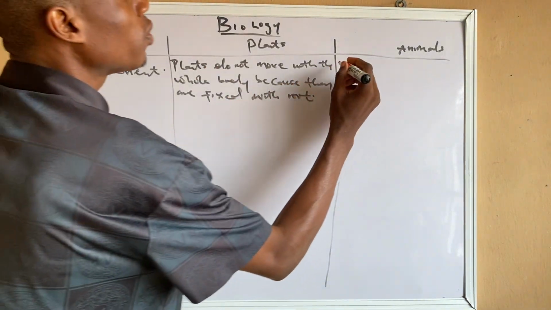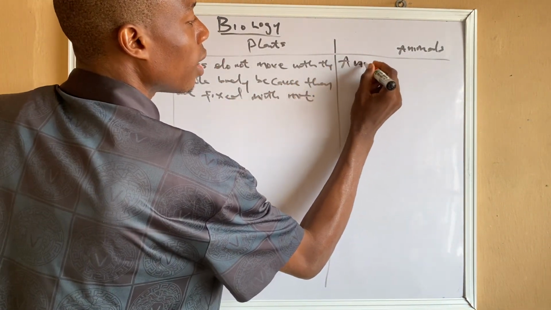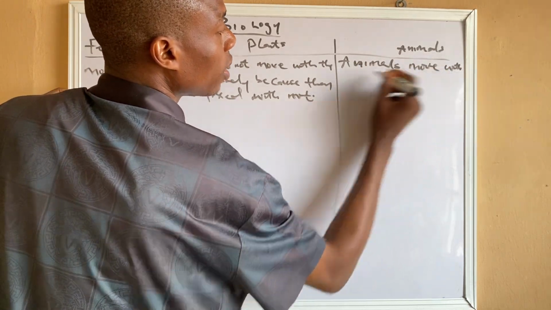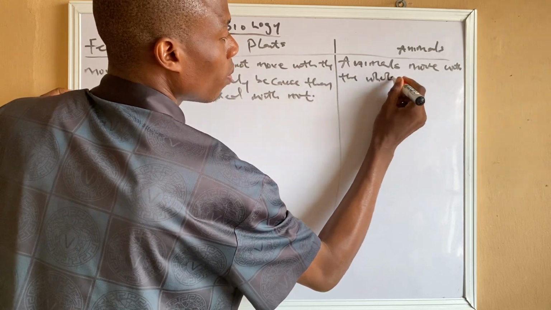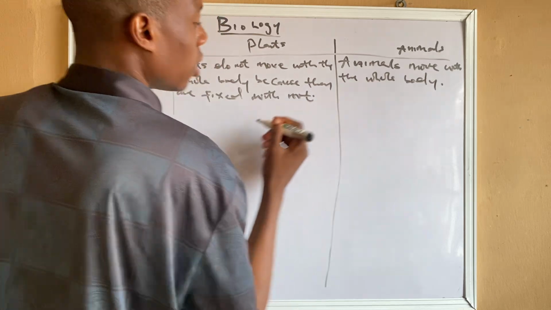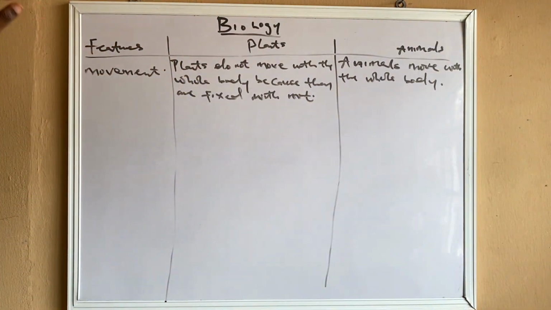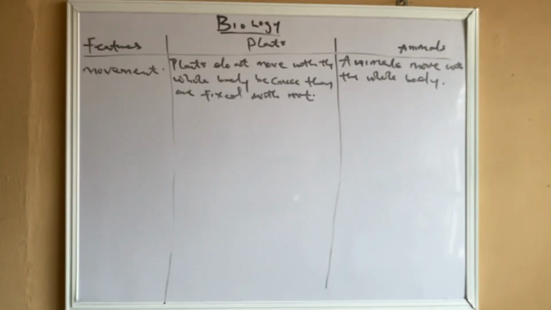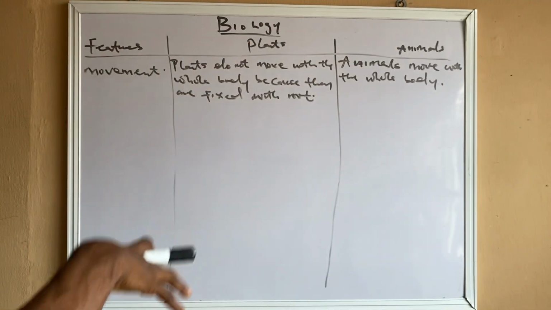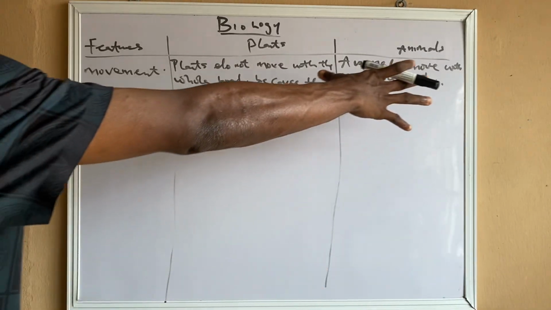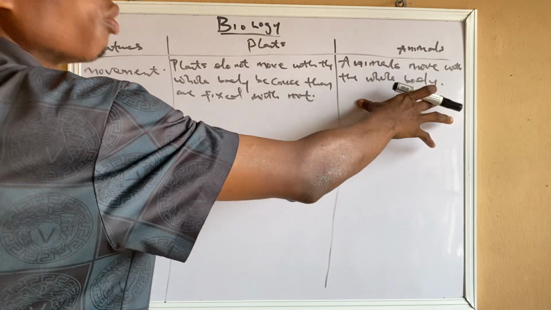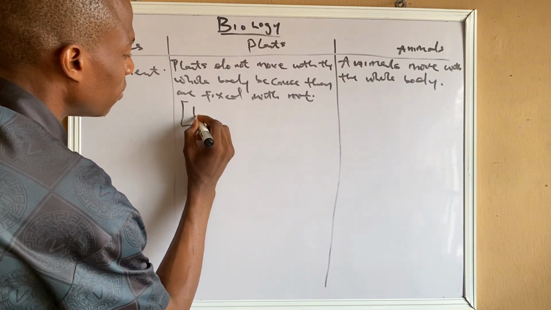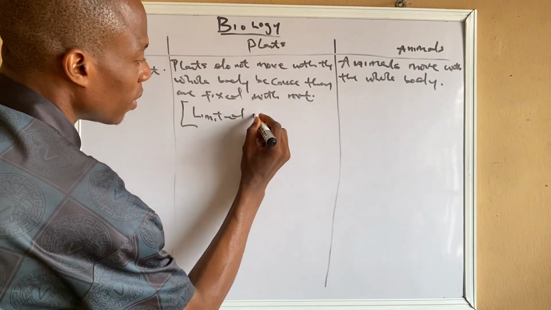But the animals, they move the whole body. Animals move with the whole body. A goat can move from one house to another house. A human being moves from one house to another, from one office to another, because they are higher animals. Even if they are lower animals, their movement is not limited. That's the reason why plants have limited movement.